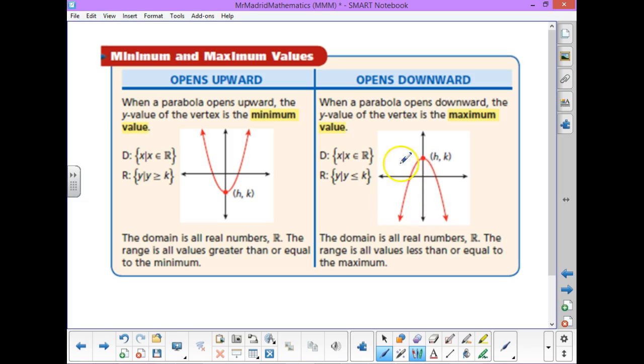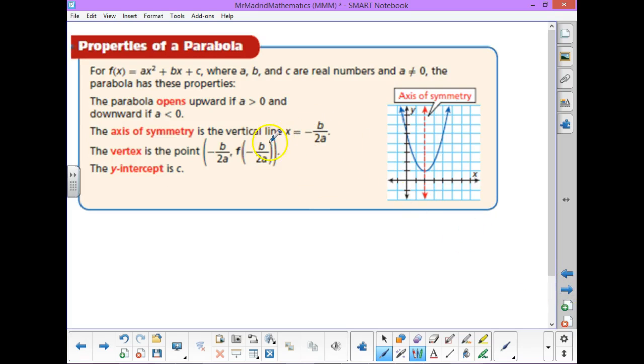Now this one's opening downward, so the arrows say it's going to go down forever. You don't know what the minimum is because it keeps on going lower and lower, but you do know that this is the highest point, this is the maximum point, and that's all this table's saying. This one here, properties of a parabola. And again, if I go too fast, simply pause the video and jot this down.